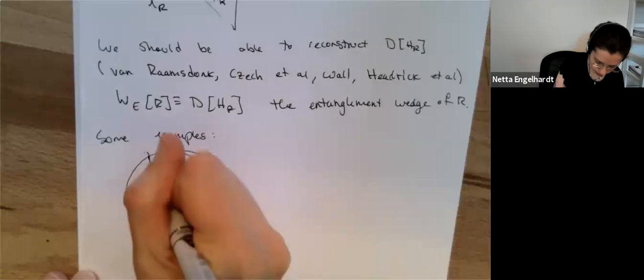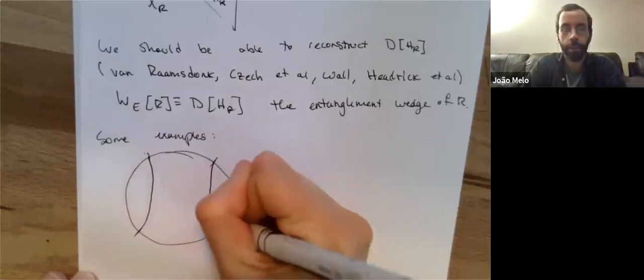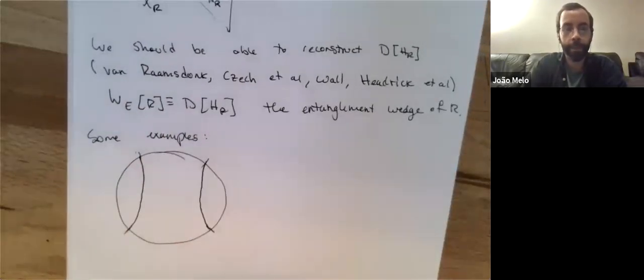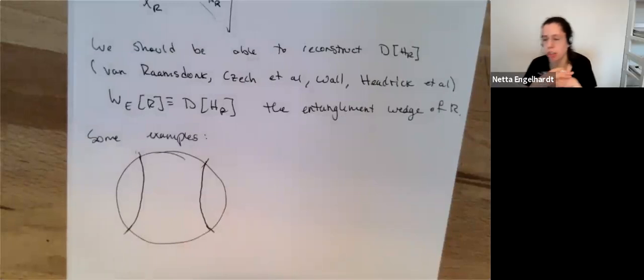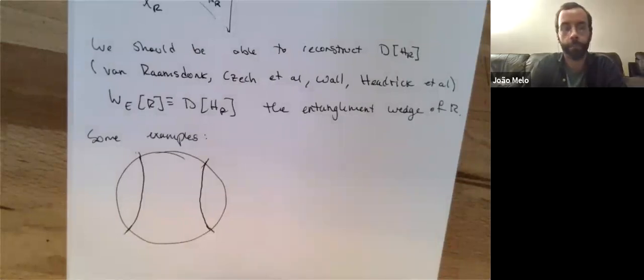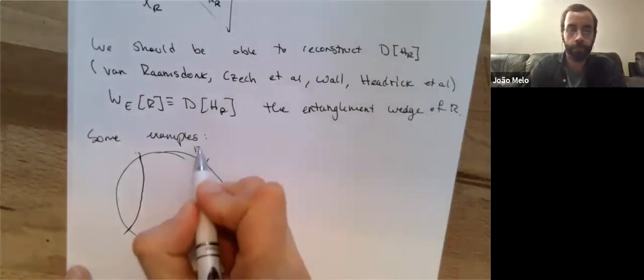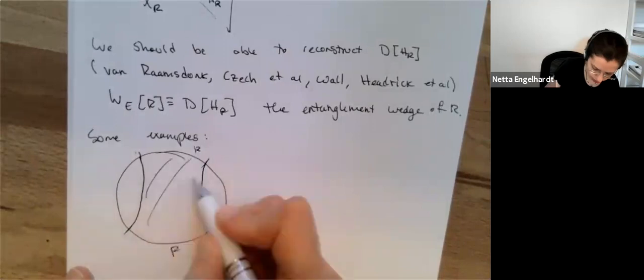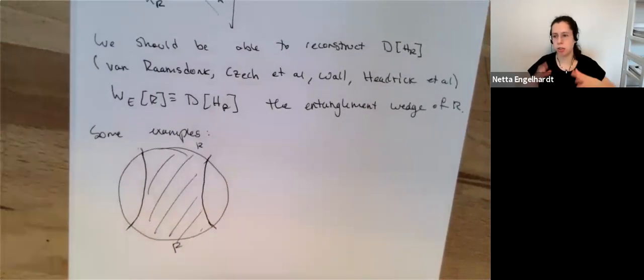Sorry, can I ask a question? Go for it. This may be a very silly question, but I think I missed it. What's the definition of H_R? Is it the homology hypersurface? Yes, the homology hypersurface. So here, this is a homology hypersurface, and its domain of dependence will be the entanglement wedge.